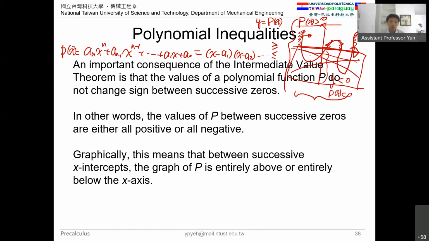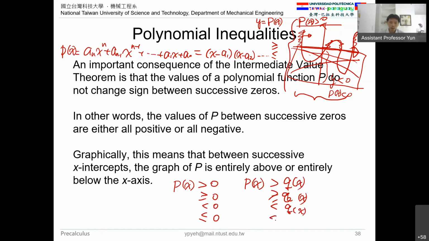Okay, so from this graph we can easily understand the inequality when p of x is larger than 0, or larger than or equal to 0, smaller than 0, or smaller than or equal to 0. In the case of p of x, it could also be larger than q of x, larger than or equal to q of x, or smaller than q of x, or smaller than or equal to q of x, right?